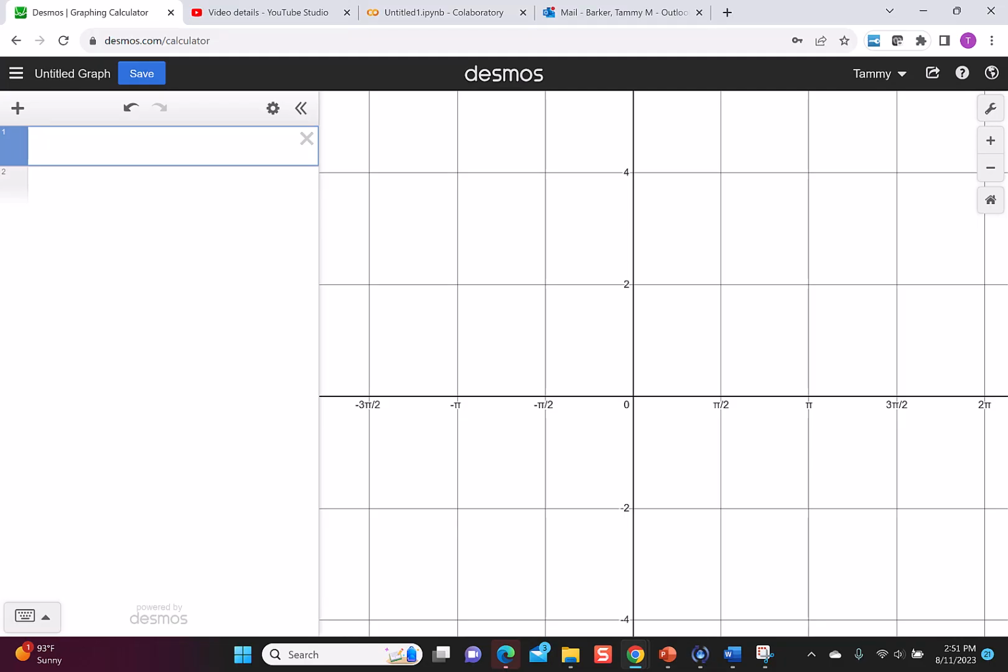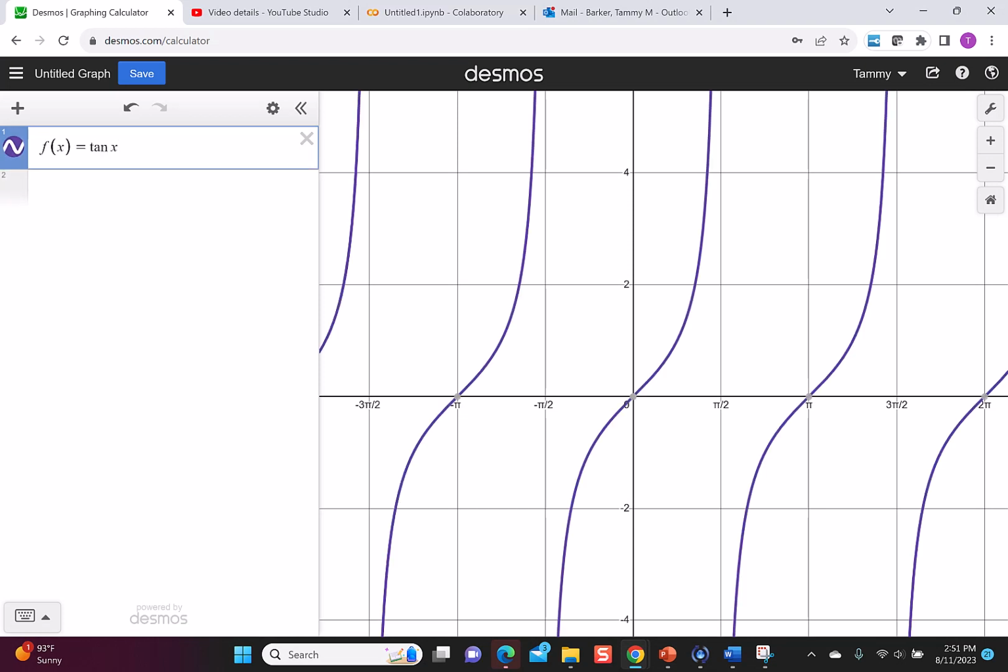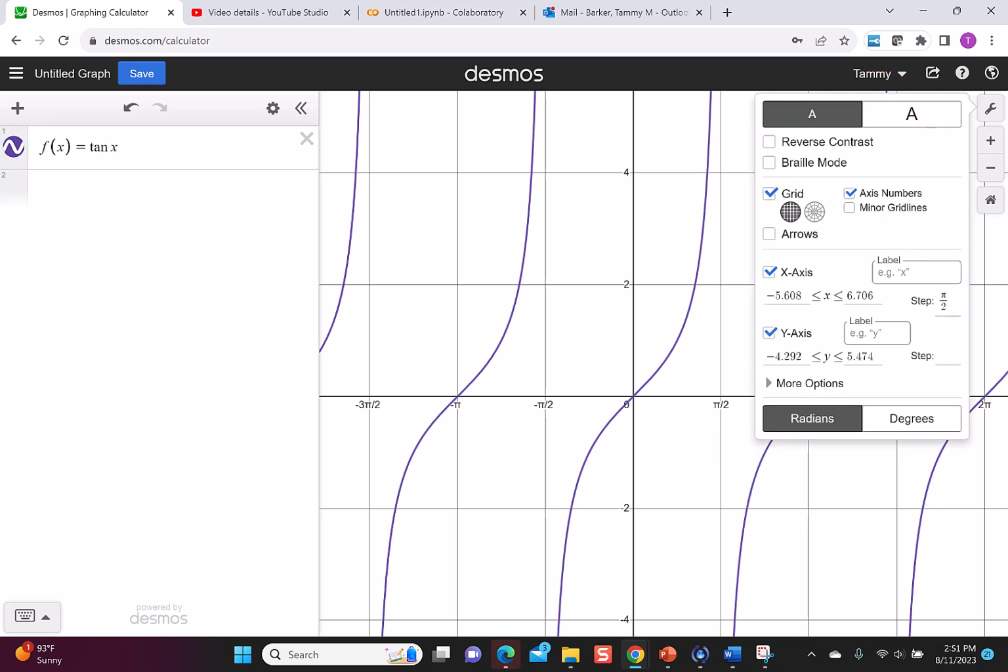All right, so let's start out by saying f of x is equal to tangent of x. I've already changed my settings by going to the gear, and I told it to do steps of pi over 2. You could put different steps if you want to. It depends on what you're looking at as a graph.